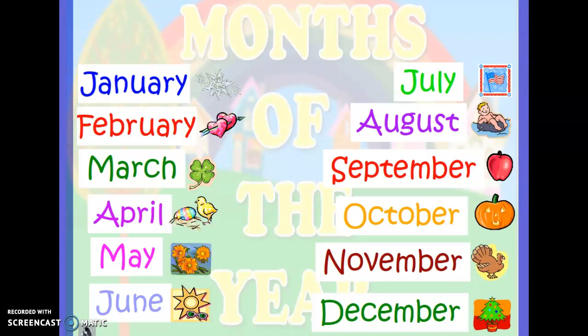So to start off, let's review our months of the year. We have January, February, March, April, May, June, July, August, September, October, November, and December.